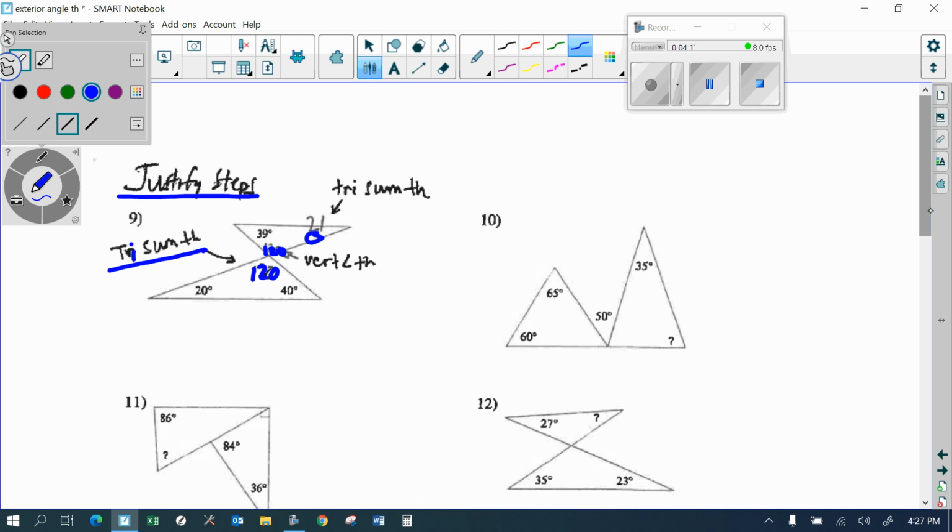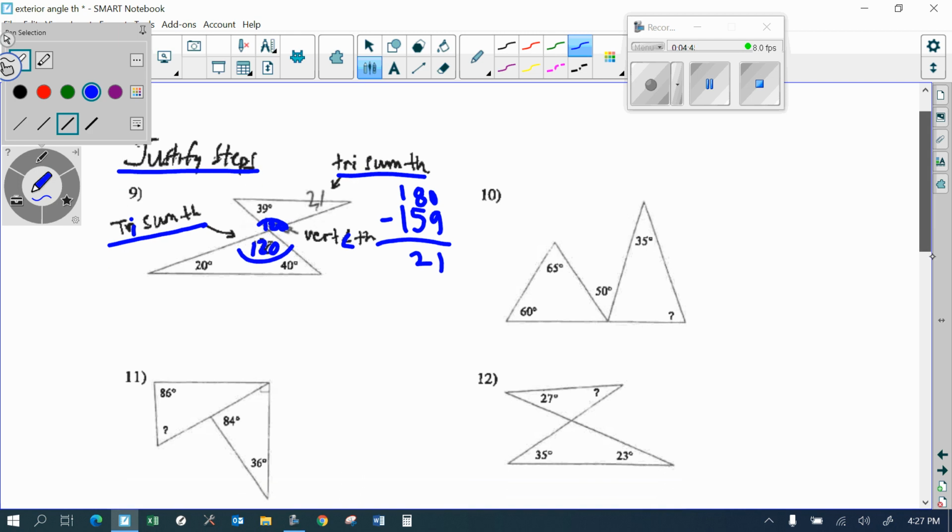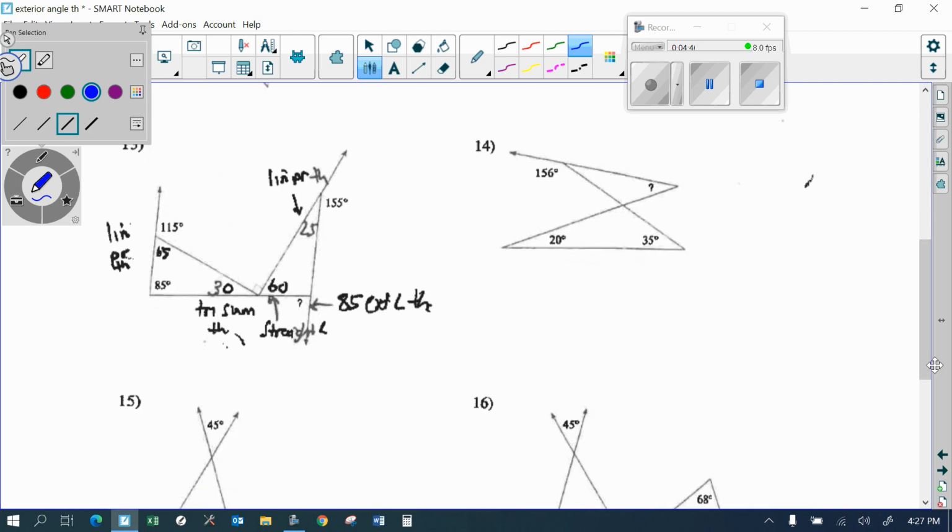Okay, well then I know that 120 goes right across this 120 because of the vertical angle theorem. Vertical angles are congruent. Now I have two of the three angles in the triangle there, and I can use the triangle sum theorem again. 120 plus 39 is 159, from 180 is 21 degrees, and that's why I have a 21 right there. But I've written down my justifications along the way. Let's look at the other example.